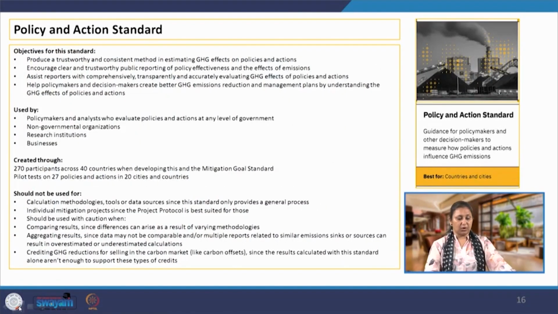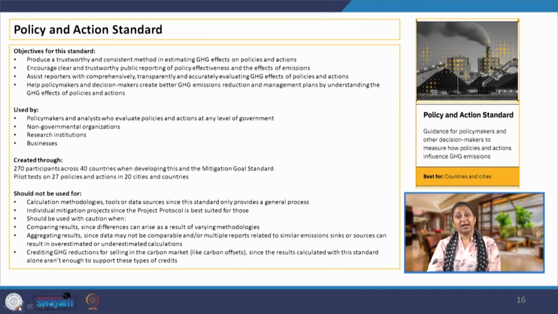Then, as I said, the policy and action standard is a guide for policy makers and other decision makers to measure how policies and actions influence GHG emissions. So, we have to see what all policy provisions are being made by the country, and just like the previous standard, which was the mitigation goal standard for national and subnational governments, there I mentioned how the policies are eventually going to affect the reduction of GHG emissions.